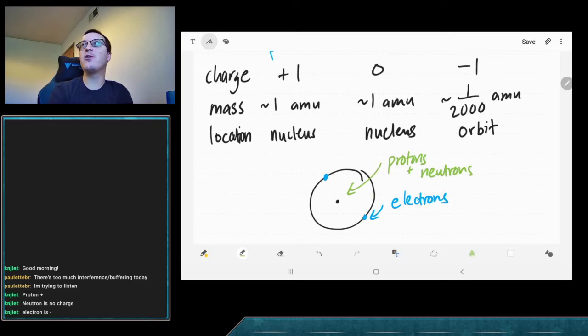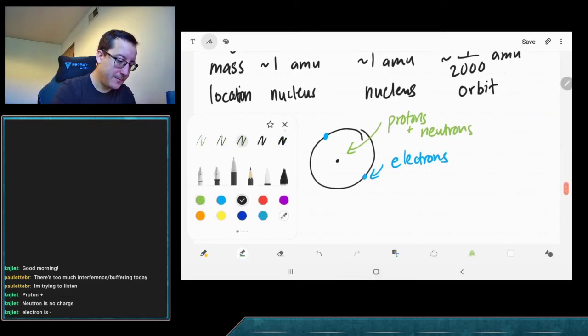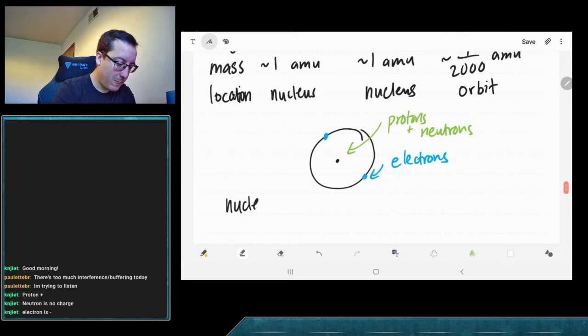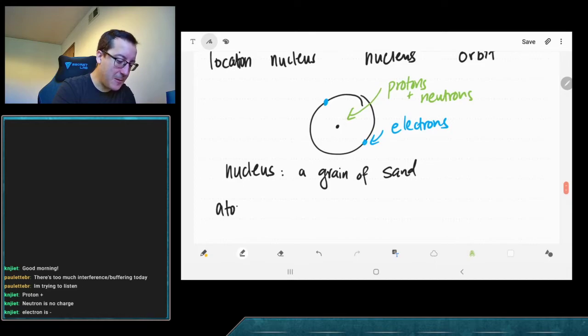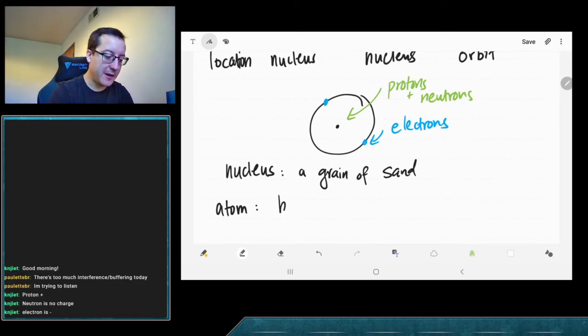If we were to give you a size comparison, consider the nucleus like a grain of sand, whereas the entire atom, including where the electrons are orbiting around, is the size of a baseball stadium.